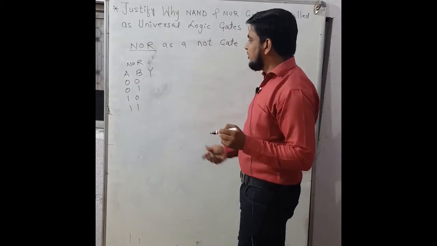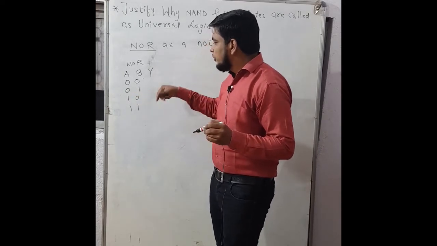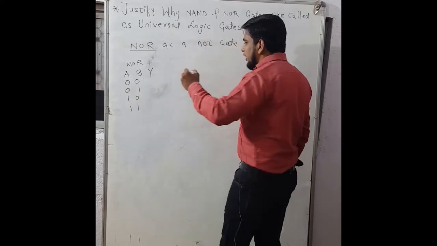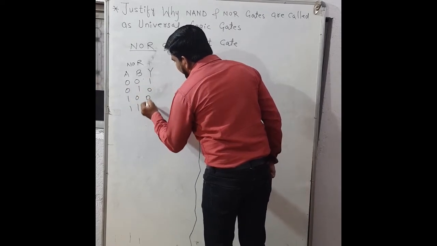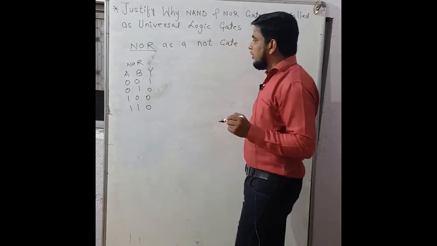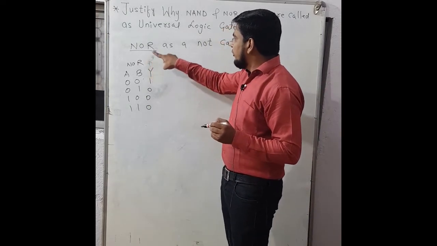What is the output of an OR gate? When any one of the inputs is high, output is high. So the complement of OR is NOR, meaning when all the inputs are low, output is high. When any one of the inputs is high, output is low. This is the truth table of NOR gate.